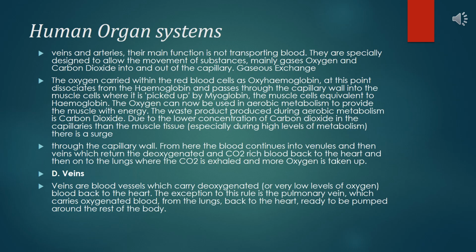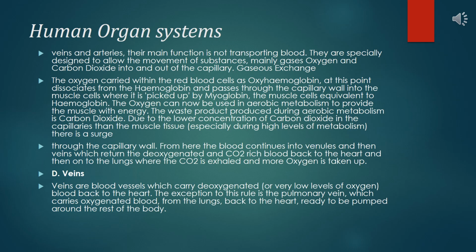Gaseous exchange. The oxygen carried within the red blood cells as oxyhemoglobin at this point dissociates from the hemoglobin and passes through the capillary wall into the muscle cells, where it is picked up by myoglobin, the muscle cell's equivalent to hemoglobin. The oxygen can now be used in aerobic metabolism to provide the muscle with energy. The waste product produced during aerobic metabolism is carbon dioxide. Due to the lower concentration of carbon dioxide in the capillaries than the muscle tissue, especially during high levels of metabolism, there is a surge through the capillary wall.